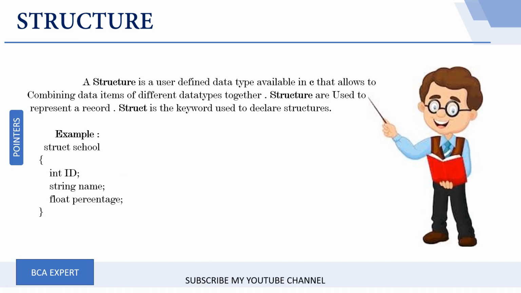Firstly, let us deal with structures. A structure is a user-defined data type available in the C language that allows us to combine data items of different data types together. Structures are used to represent a record. struct is the keyword used to declare structures. Basically, a structure is a data type.